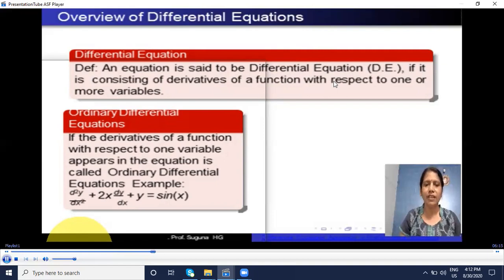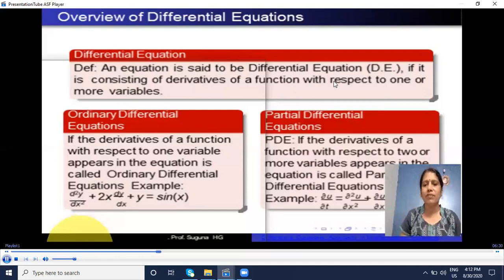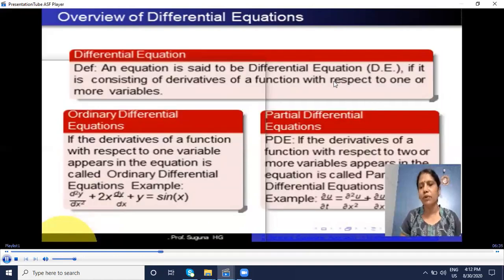Here, there is only one variable: derivatives with respect to x, one variable. Then derivatives with respect to two or more variables are called partial differential equations. For example, I have taken one partial differential equation: dou u by dou t is equal to dou square u by dou x square. In this equation, t and x, two variables, are there. That's why it is called a partial differential equation.